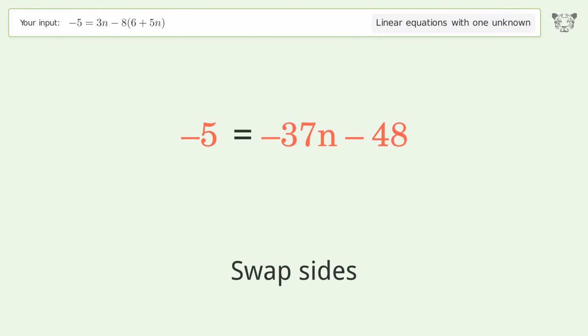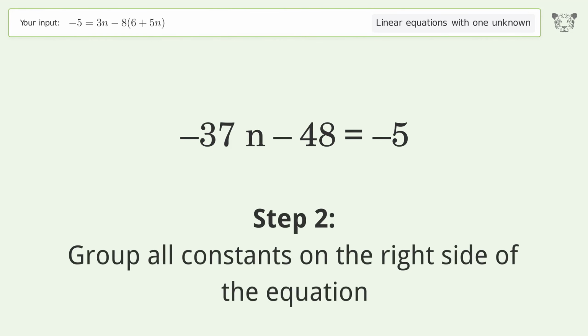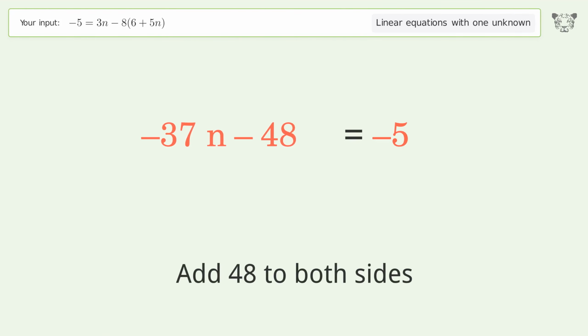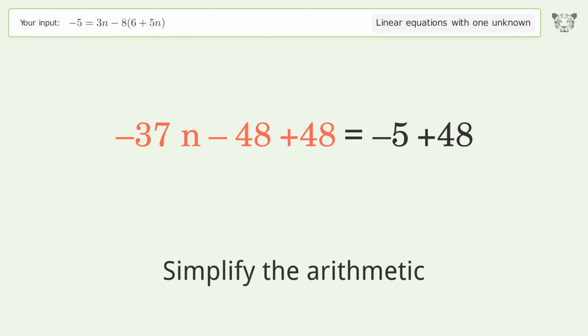Swap sides. Group all constants on the right side of the equation. Add 48 to both sides. Simplify the arithmetic.